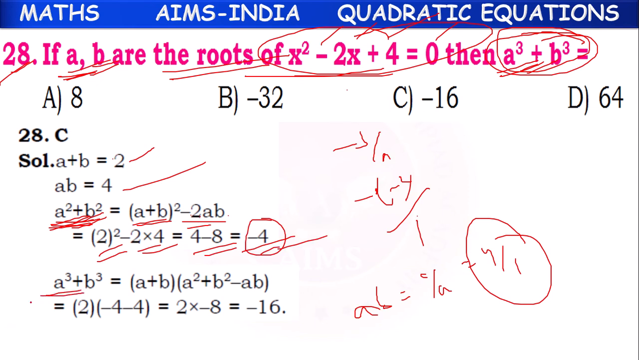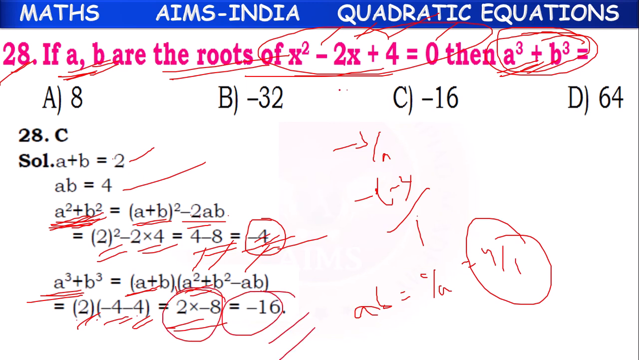Now the a cube plus b cube formula is (a plus b) into (a square plus b square minus ab). Let's substitute a plus b value 2, a square plus b square value minus 4, minus ab value minus 4. 2 into (minus 4 minus 4) is 2 into minus 8, minus 16 is the answer. So option C is correct.